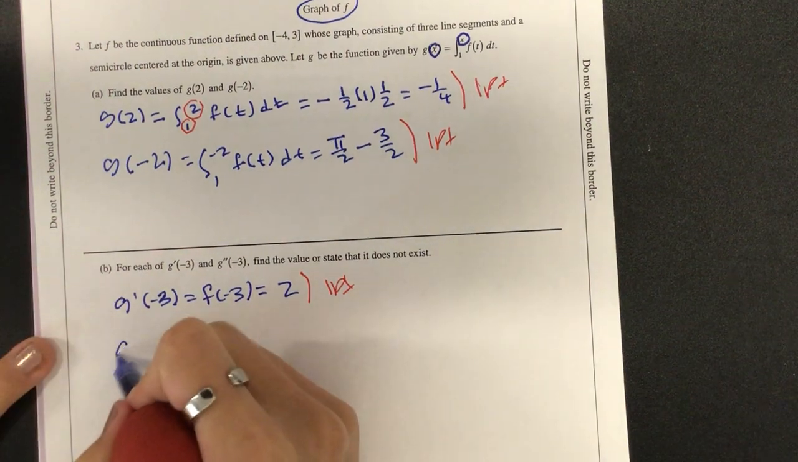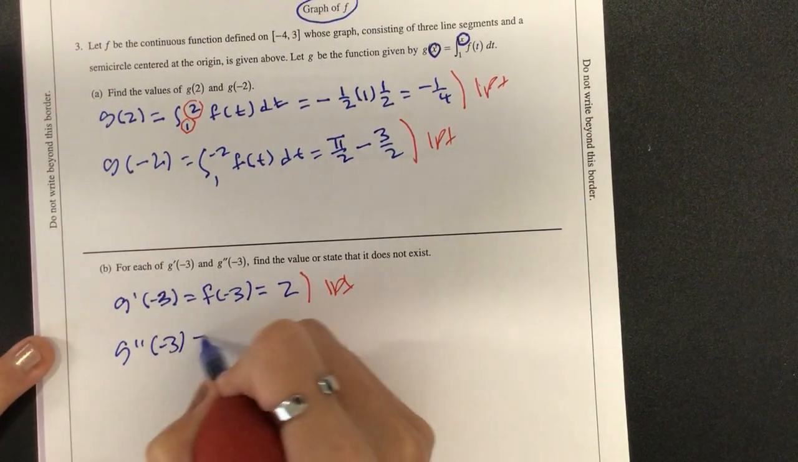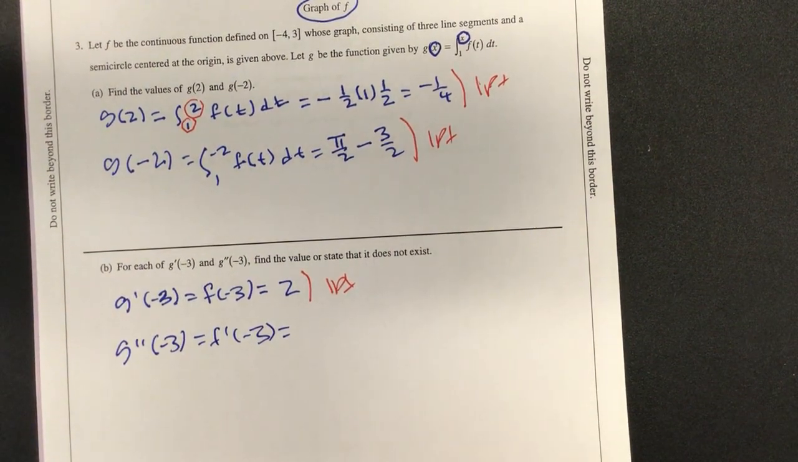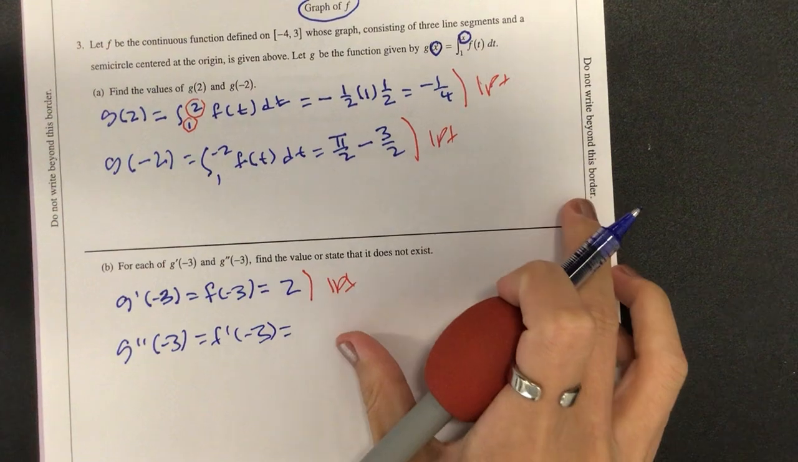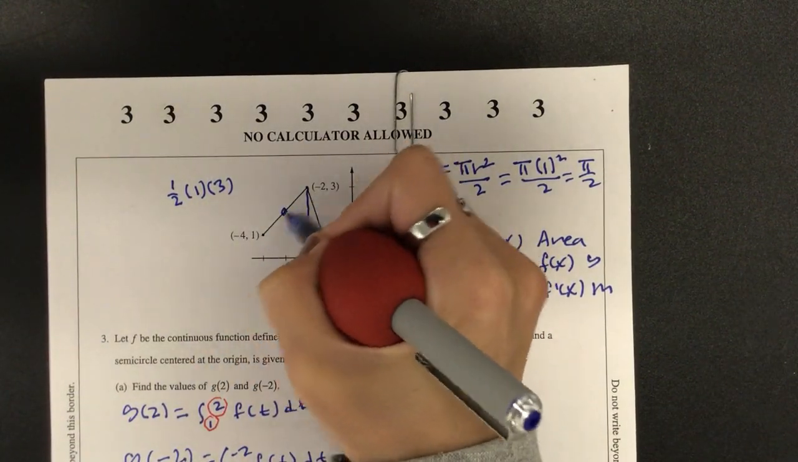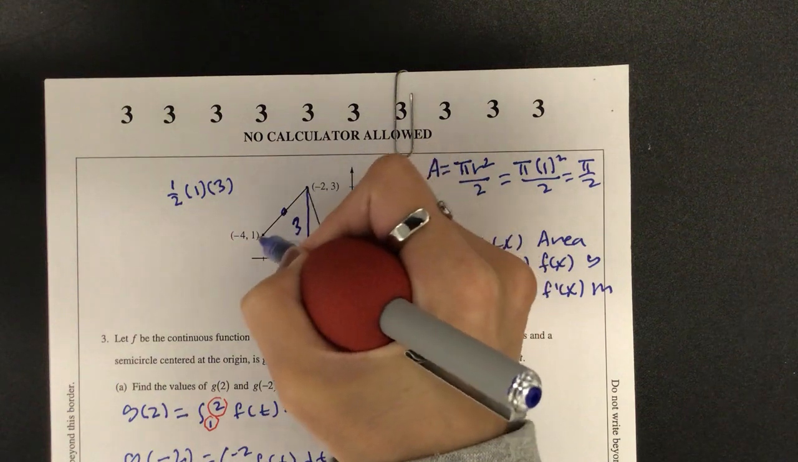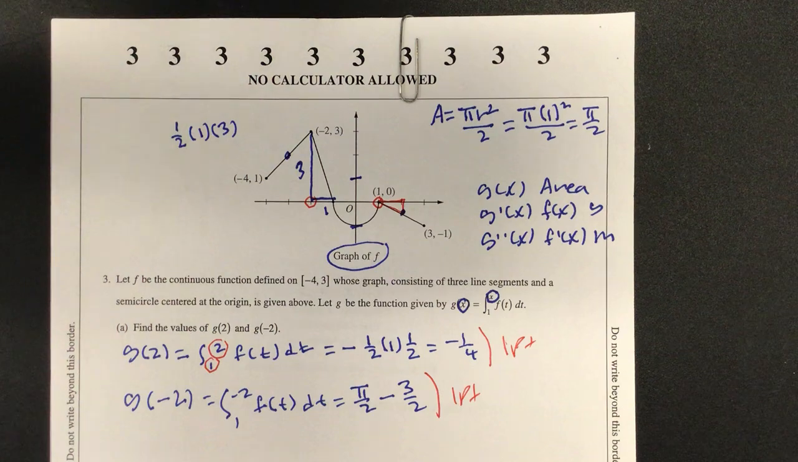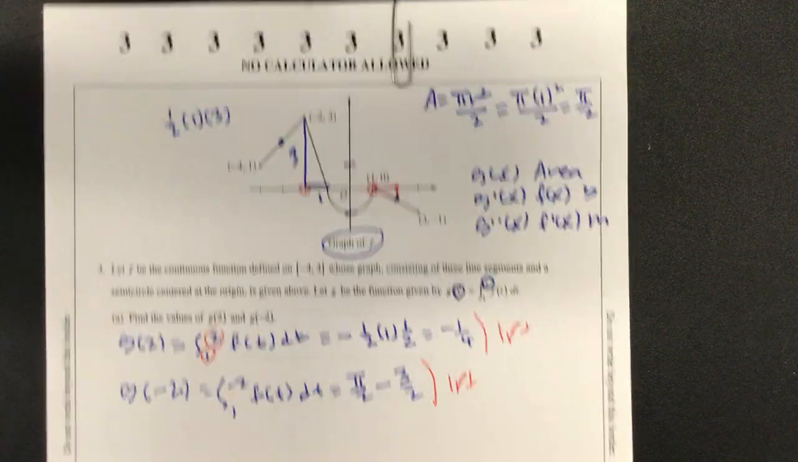The next one, g prime of -3, which is f prime of -3. F prime of -3 means at -3, what is my slope? Looking at my picture here, here's my -3. My slope is positive or negative here? From left to right, we're going up. And if you were to do rise over run, applying your Algebra 1 skills, it should be what?